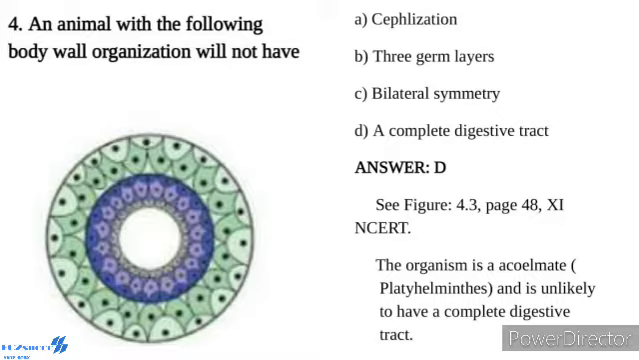In some animals, the body cavity is not lined by mesoderm. Instead, the mesoderm is present as scattered pouches in between the ectoderm and endoderm. Such a body cavity is called pseudocoelom, and the animals possessing them are called pseudocoelomates. Example Aschelminthes. The animals in which the body cavity is absent are called acoelomates. Example Platyhelminthes. So the correct answer is option D. D is a complete digestive tract. The organism is an acoelomate, that is Platyhelminthes, and is unlikely to have a complete digestive tract.